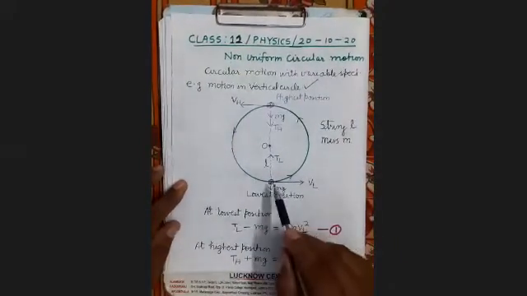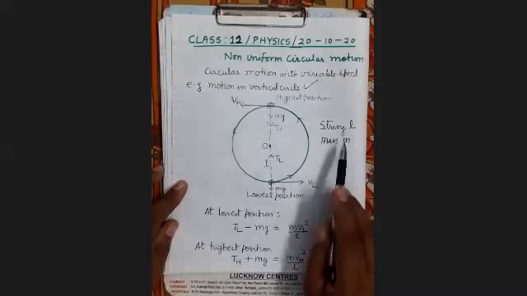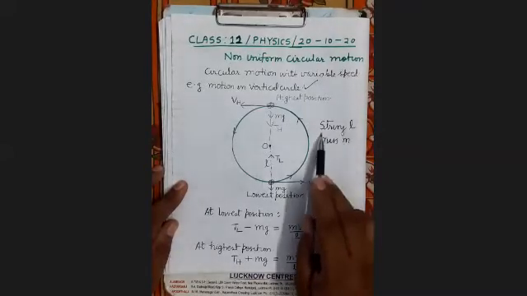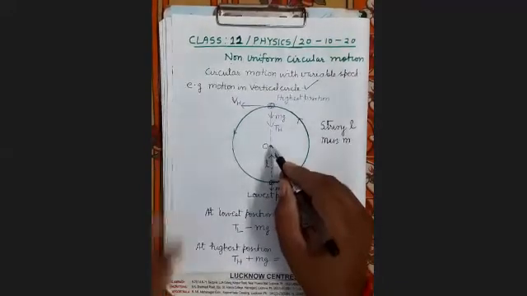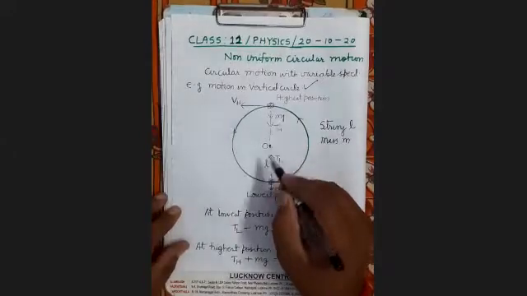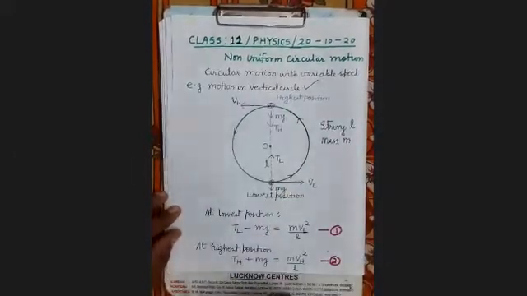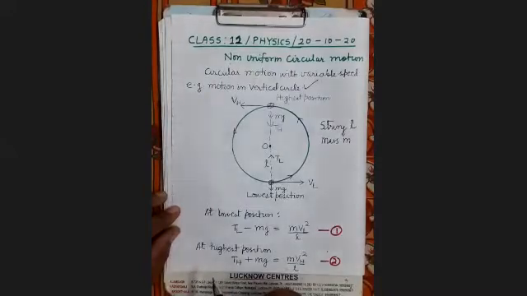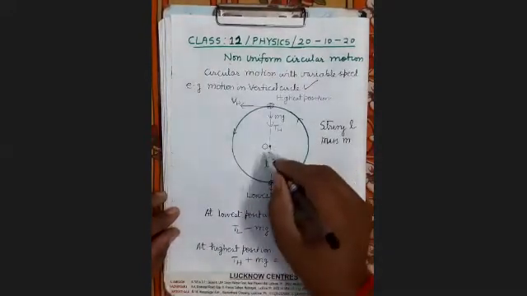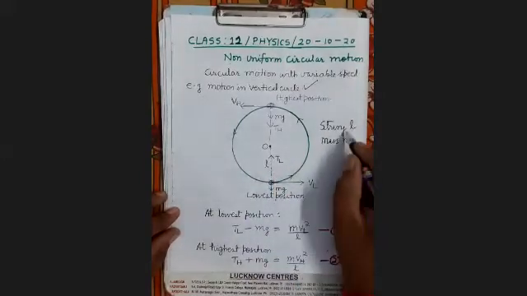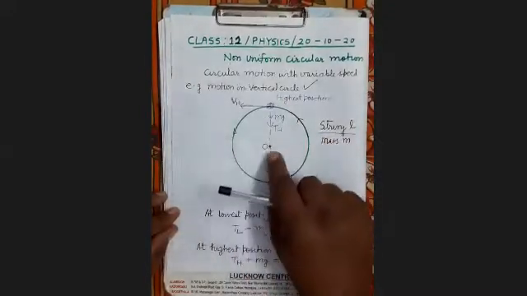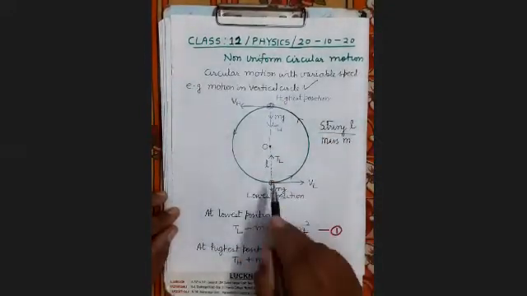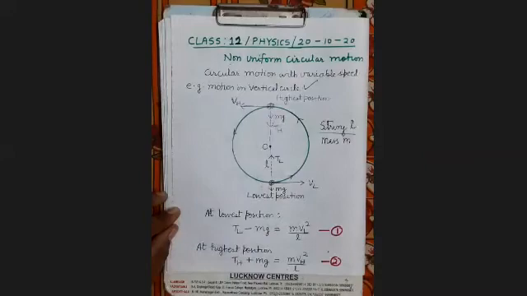Here I have taken a body of mass M, which is tied to one end of a string of length L, and then keeping the other end static, it is rotated in the vertical circle. So it will describe a circle of radius L, which is the length of the string. This is the lowest position of the body, and this is the highest position of the body.